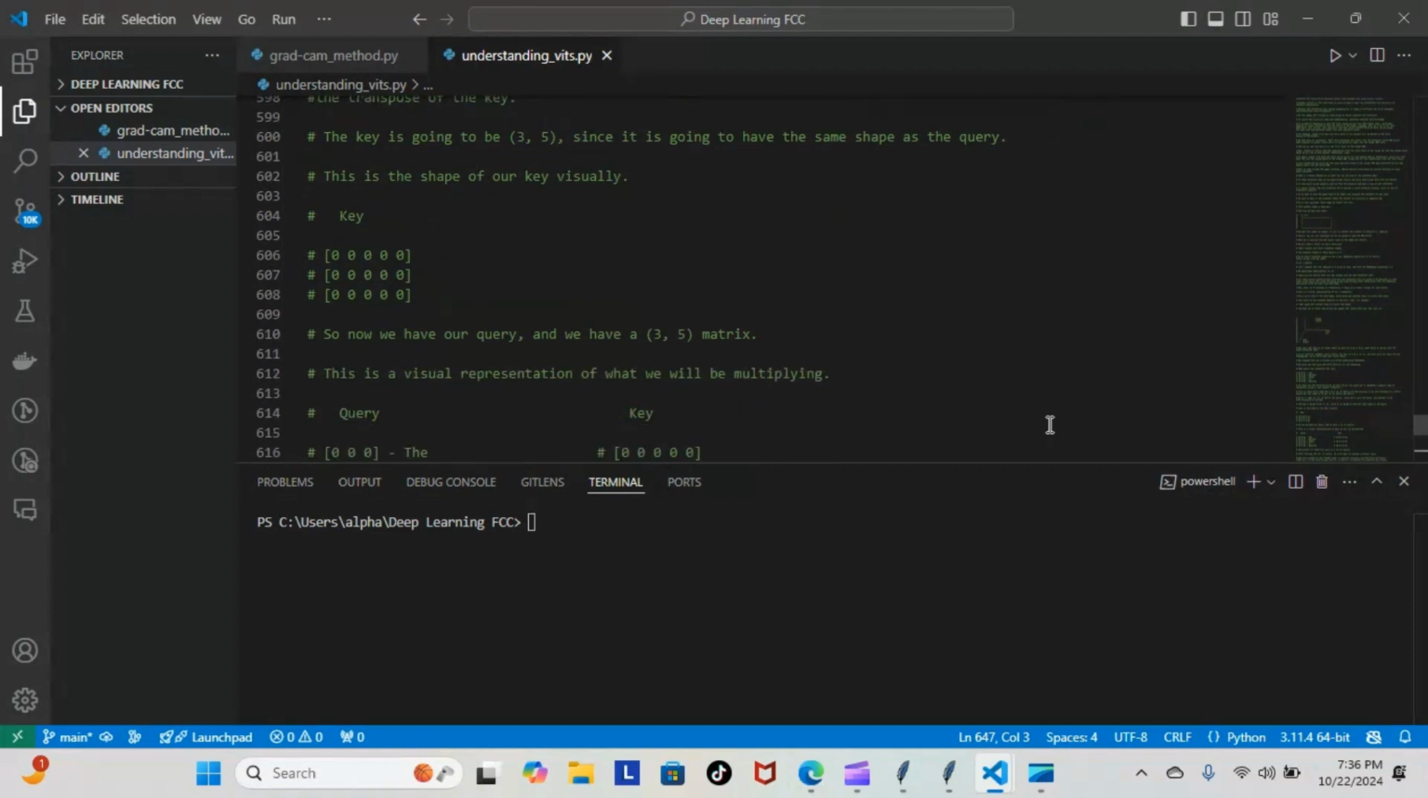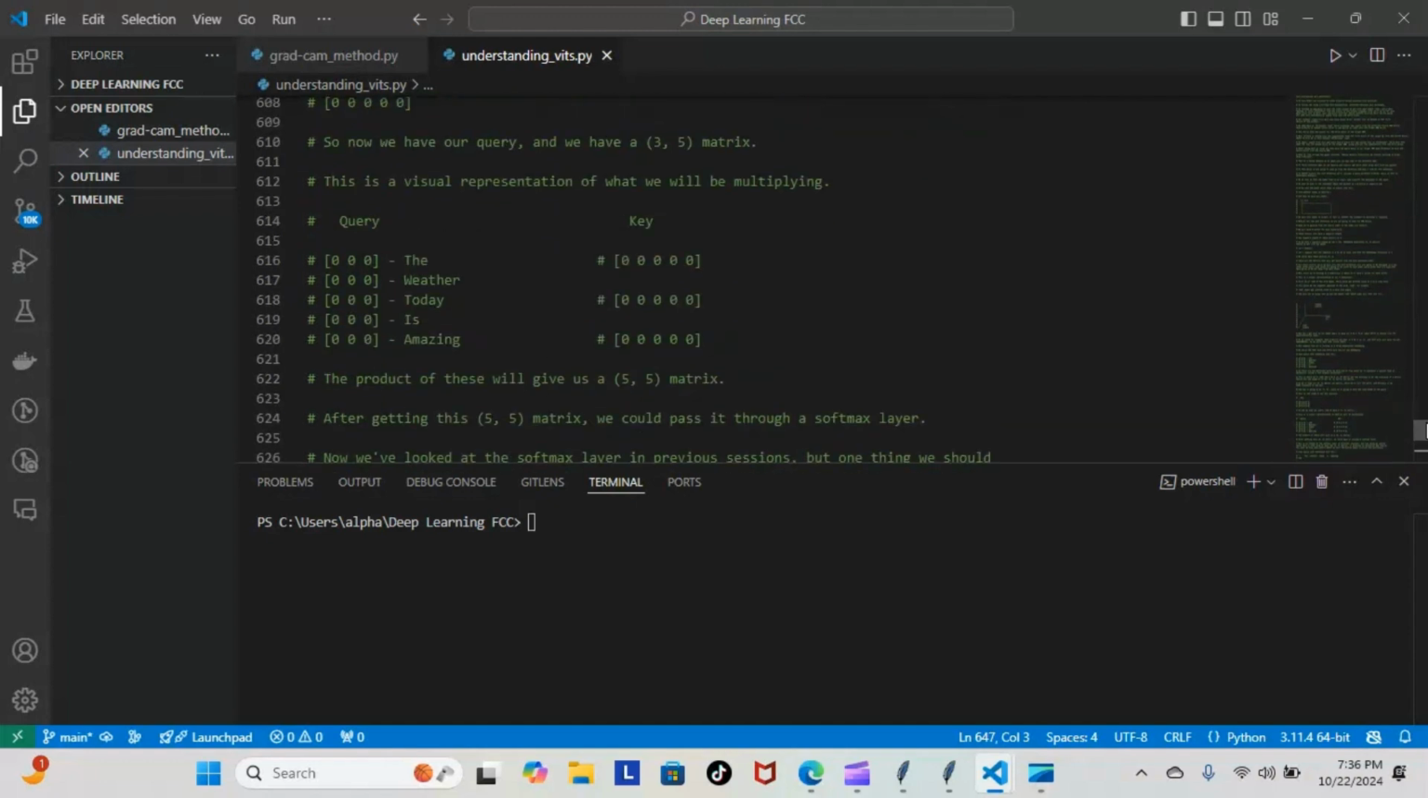This is a visual representation of what we'll be multiplying. So when we say we're going to multiply our query by our key, this is what we mean visually. You can take the words off visually. I just kept the words there because I copy and pasted it from up above. But basically, we're only talking about the embeddings here. So when we say we're going to do a dot product multiplication, we're going to multiply these embeddings by these embeddings here. And that's what we mean.